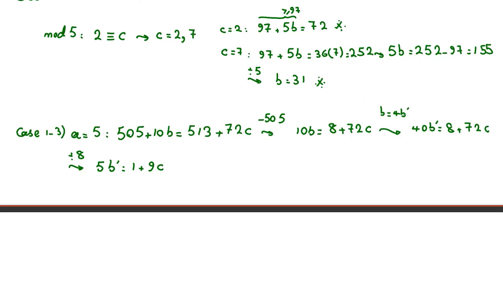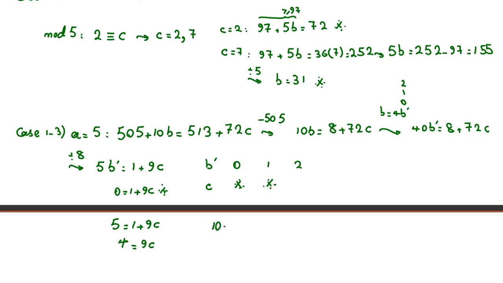Now, because b is 4b prime, b prime can only be 0, 1, 2, because if b prime were, for example, 3, then b would be 12. So let's check these three cases: b prime is 0, 1, 2. If b prime is 0, then 0 equals 1 plus 9c, contradiction. If b prime is 1, then 5 equals 1 plus 9c. So 9c, if you subtract 1, is 4. It's not possible, again contradiction. If b prime equals 2, 10 equals 1 plus 9c, so c equals 1.